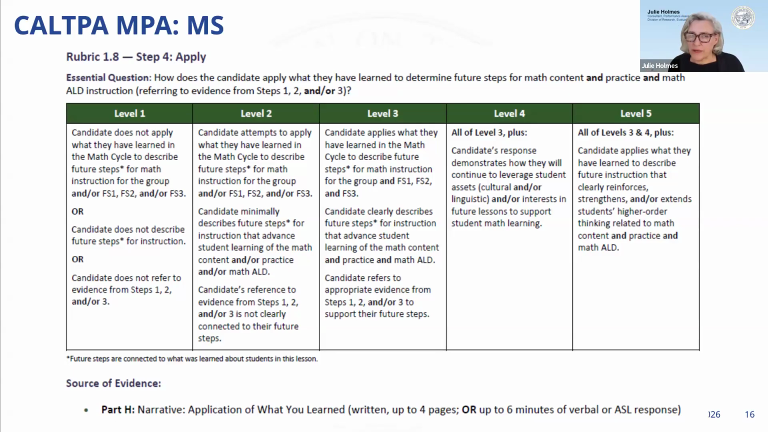So let's look at level 3 real quick, and raise your hand or put in the chat what you think might be happening here with multiple subjects. And again, PK3 is really hard to say because there are only 15 submissions. But in level 3, they're applying what they've learned throughout this whole math cycle, throughout their planning, teaching and assessing, and reflection. They're thinking about all of that. Then they make a decision and describe those future steps for math instruction for their group and their 3 focus students. What is the next step for these kids for this math instruction? Is it to go back and reteach?